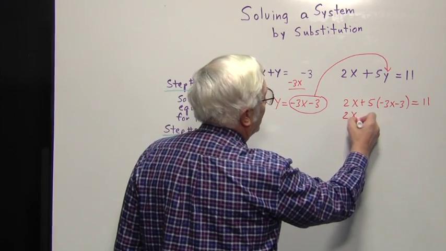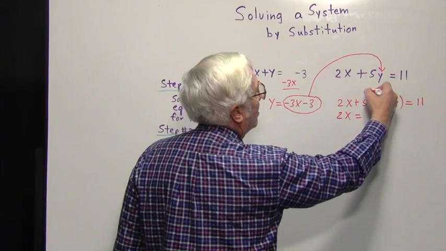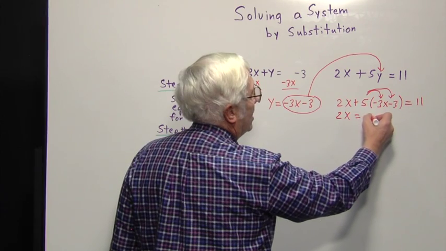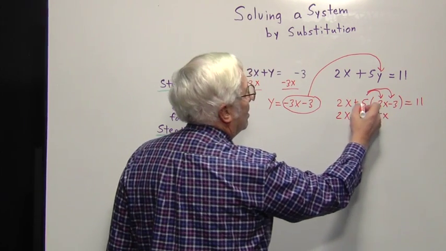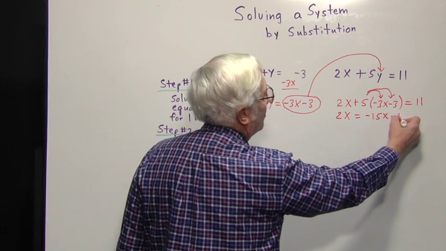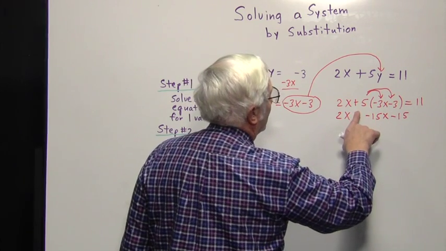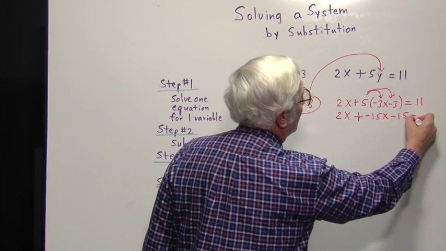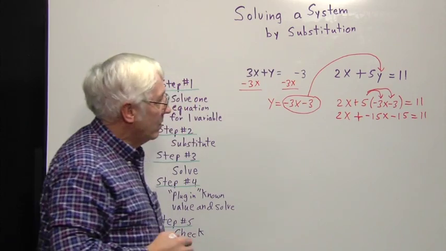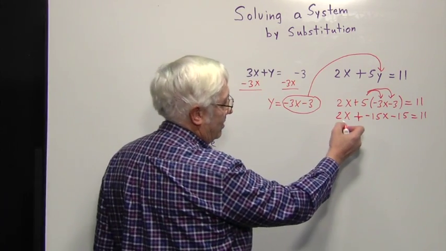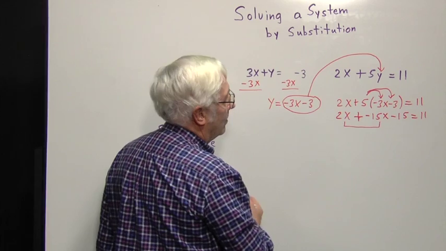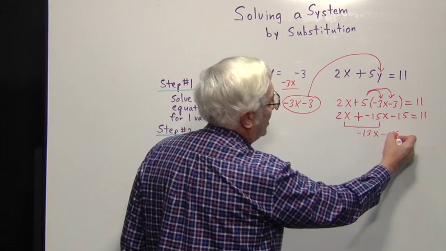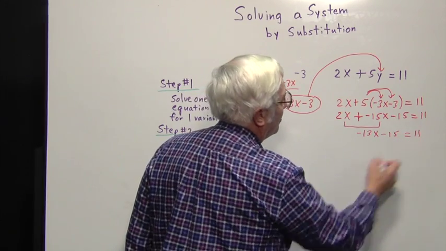So we need to distribute here. 5 times negative 3x is negative 15x. 5 times negative 3 is negative 15. This should be a plus sign. Now we combine similar terms. Negative 13x minus 15 equals 11.